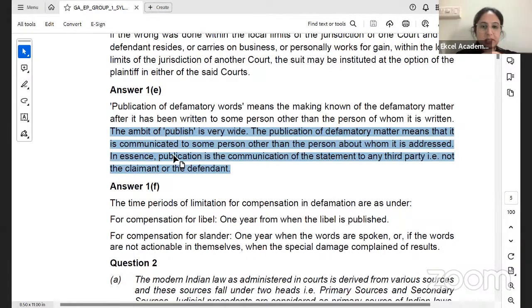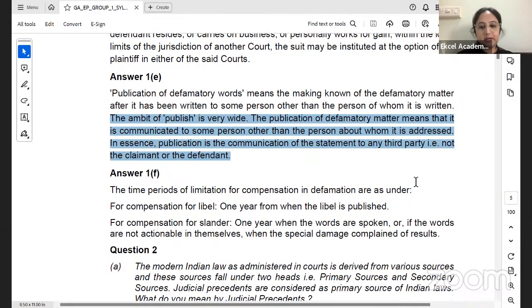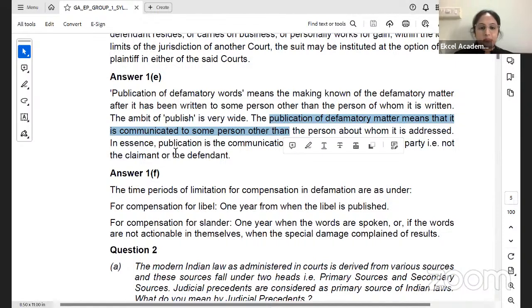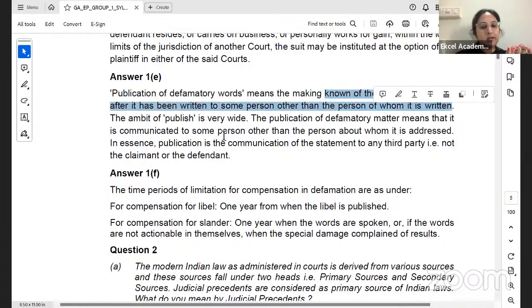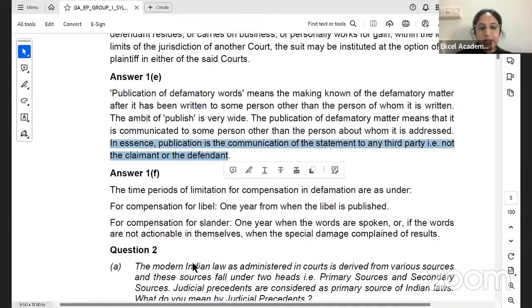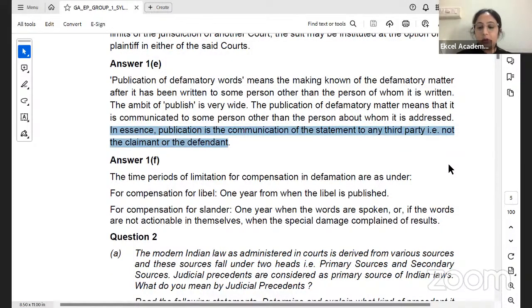So in essence, in summary, a publication is communication of the statement to any third party, not the claimant or the defendant. That means, actually, not the parties. Apart from that, to every other person, if I go and tell something bad about a person, which reduces his image or reputation, that is called publication of defamatory words. So these three things you have to keep in mind. First, it is making known defamatory matter after it has been written to some other person than the person of whom it is written. Then the ambit of publish is very wide. That you keep in mind. And then this sentence: in essence, publication is the communication of the statement to any third party that is not a claimant or the defendant.